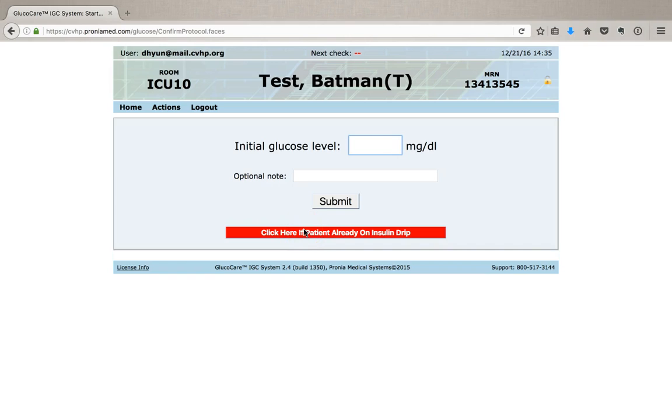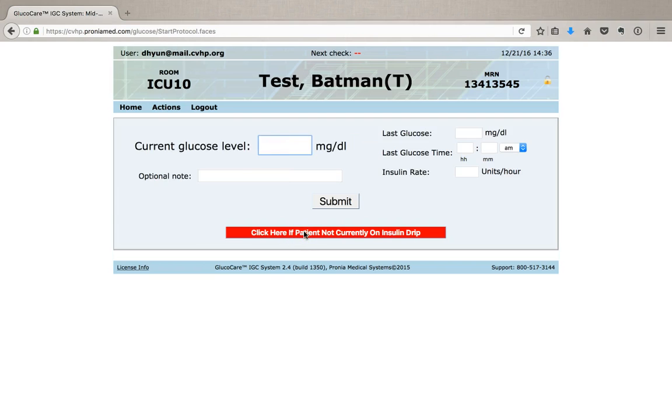Okay, so now we have a patient who is currently on an insulin drip and we're ready to go. So let's go ahead and click here, patient already on an insulin drip. Let's put in our current blood sugar. It's 185, the previous one was 156. Time was 13:30, and you have to put PM here. And the insulin drip rate was 5 units per hour. So at this point, we'll click submit.